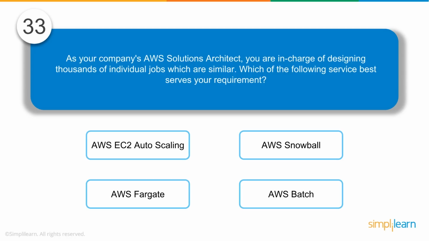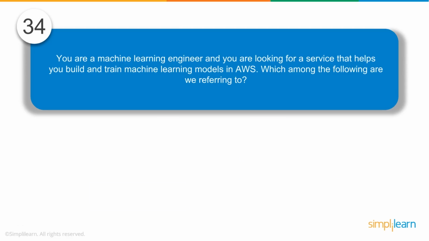AWS Snowball is actually a storage transport service. EC2 Auto Scaling is introducing scalability and elasticity in the environment, and AWS Fargate is a container service. AWS Batch is the one being referred to here that actually runs thousands of individual jobs which are similar. AWS Batch is the right answer. Right, let's look at the other one.